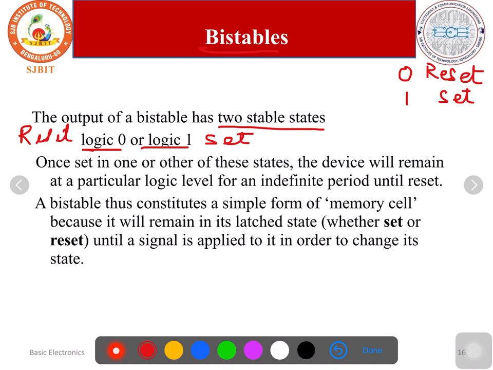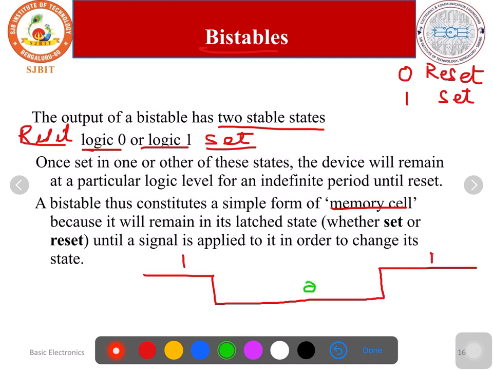A bistable circuit can be used as a memory cell because it will be in the set state or in the reset state. Suppose it is in the set state, it remains in the set state until you change the inputs so that it goes to the reset state. Then it will be in the reset state only till you change the inputs to make the bistable set. So this is the set state and this is the reset state. So bistable constitutes a simple form of memory cell.